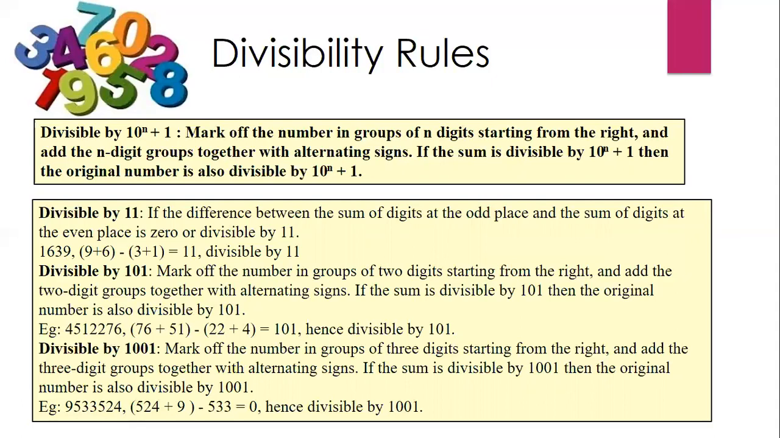Here we have 1639. The sum of digits in odd positions is 9 plus 6, which is 15. The sum of digits in even positions is 3 plus 1, which is 4. So 15 minus 4 is 11. 11 is exactly divisible by 11, so we can say 1639 is divisible by 11.